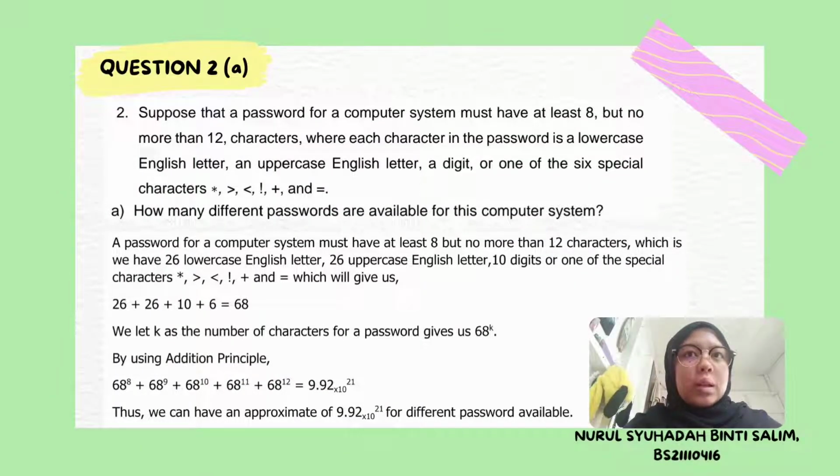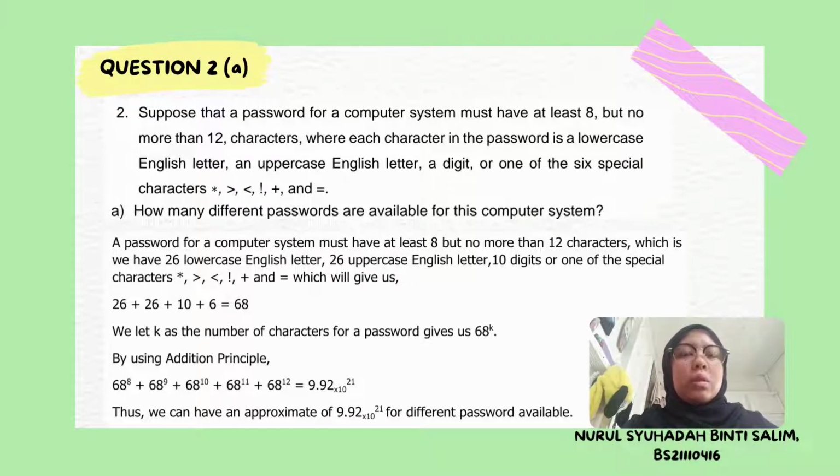2a. Suppose that a password for a computer system must have at least 8 but no more than 12 characters, where each character in the password is a lowercase English letter, an uppercase English letter, a digit, or one of the 6 special characters. How many different passwords are available for this computer system?